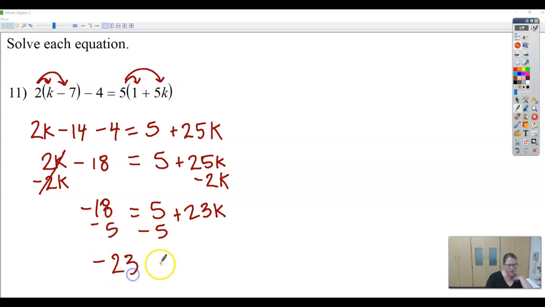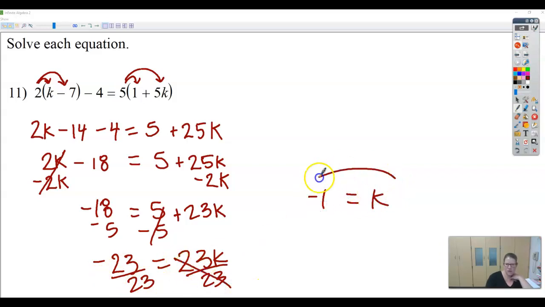So negative 23 is equal to 23k. Divide both sides by 23. Negative 23 divided by positive 23 is negative 1. So that one k is equal to negative 1.